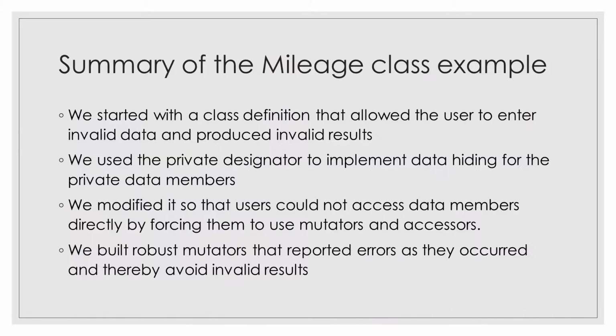So what have we done today? We started with a class definition that allowed the user to enter invalid data and produced invalid results. Then we added a private designator to establish data hiding. These modifications meant that the main program could not access the data members directly, so instead we produced mutators and accessors. Mutator functions allow the client code, the main program, to make changes, and accessor functions allow the client to see what's in those private data members. Mutators and accessors are critically important tools in modern object-oriented programming.